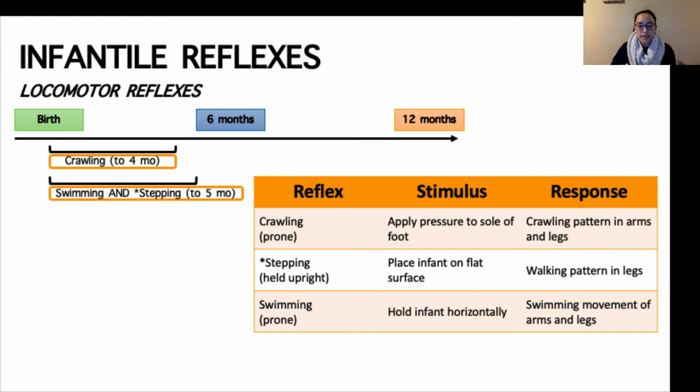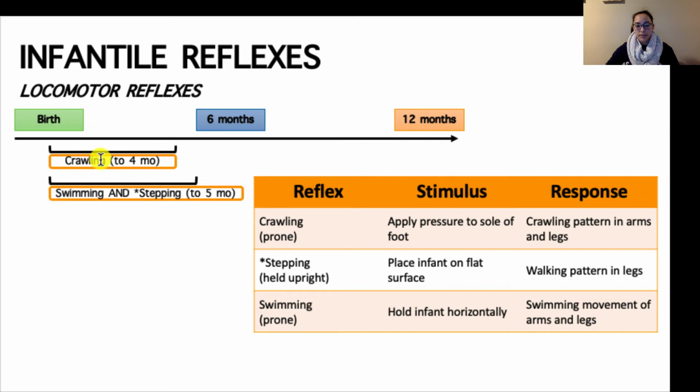The other reflexes in our categories of infantile reflexes are the locomotor reflexes. We've got crawling. Starting position is prone. The stimulus is applying pressure to the sole of the foot. A crawling pattern in the arms and legs will result. This is not to be confused with a crawling movement, though. It's a crawling reflex. So apply pressure to the bottom of the feet, and the arms and legs will kick in alternating ways.